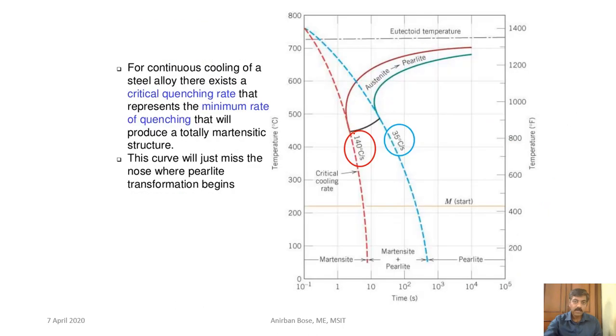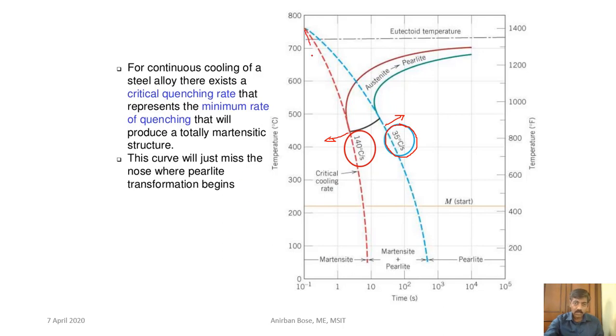Here you can see, you can get some idea about the cooling rate, where it is 35 degree centigrade per second, and if the cooling rate is less than that, then either you get the normalized steel or the annealed steel. But if it is more than 140 degree centigrade per second, then what you are going to get is the martensite. And if it is in between 35 degree and 140 degree centigrade, then you get both pearlite and martensite.